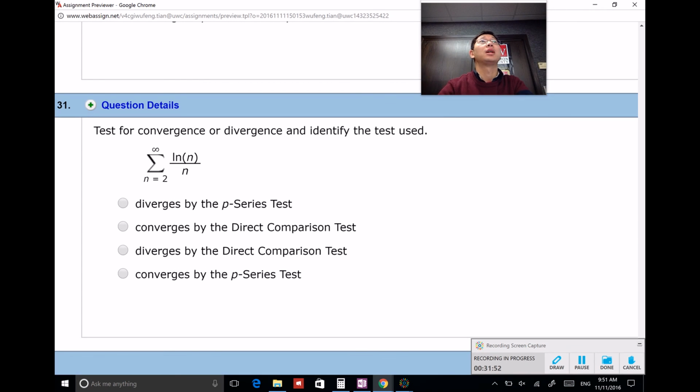32. Okay, so I'm going to call a student here. Lacey, could you please tell me if this one diverges or converges? It diverges by the direct comparison test. Diverges by the direct comparison test. Very good. Because you can compare this to 1 over n. Thank you very much. This is it for today's class.